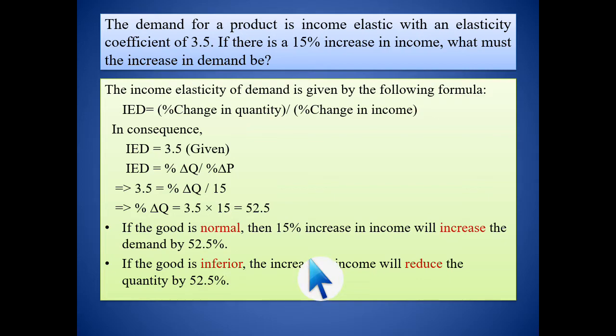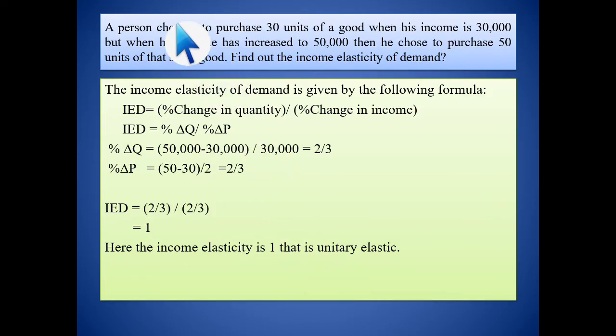Okay, see next. A person chooses to purchase 30 units of a good when his income is 30,000. But when his income has increased to 50,000, then he chooses to purchase 50 units of that same good. Find out the income elasticity of demand. Here you just have to put the formula and get the answer.